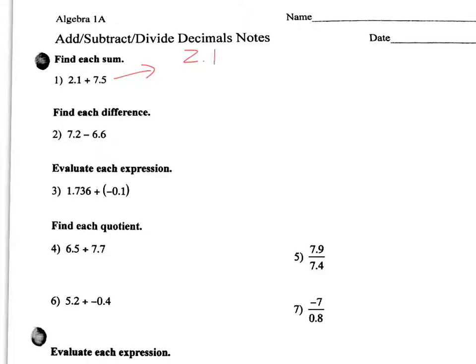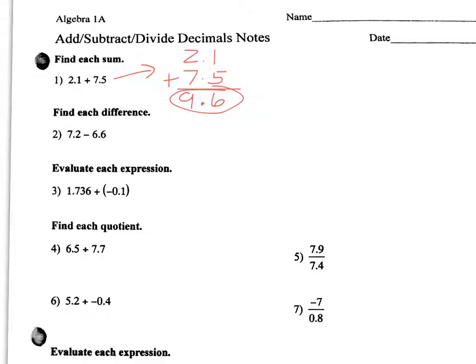It's 2.1 plus 7.5, because what you want to do is get your decimal place values to line up vertically. Your decimals have to be in order here. So then you just add straight down. 2 plus 7 would be 9, 1 plus 5 is 6, and you get 9.6.